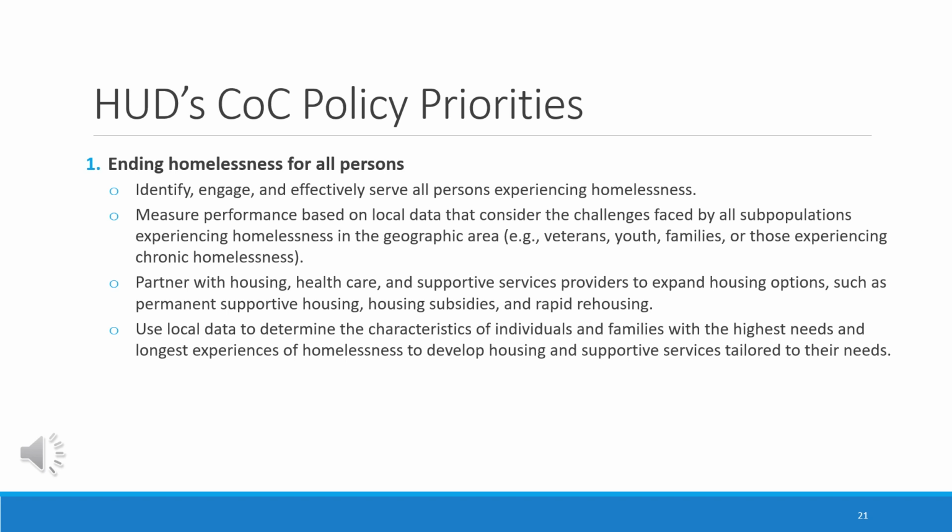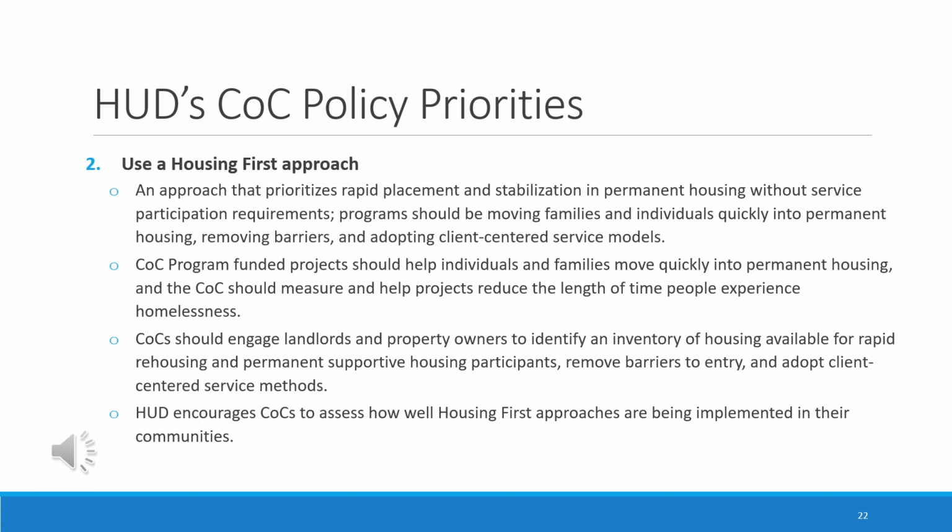First, HUD continues to include ending homelessness for all persons as a top policy priority. This includes identifying, engaging, and serving all in your community who experience homelessness, including those from all subpopulations and those who may have the highest needs. The next of HUD's policy priorities is to use a housing first approach, which includes an expectation that CoCs will assess how well housing first approaches are being implemented.